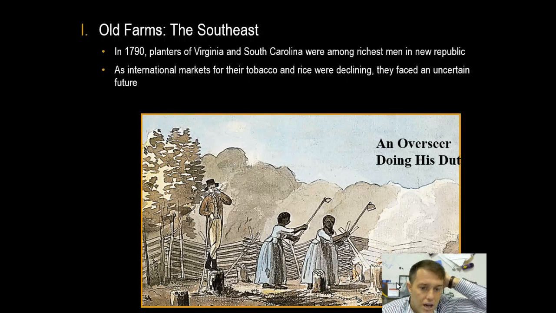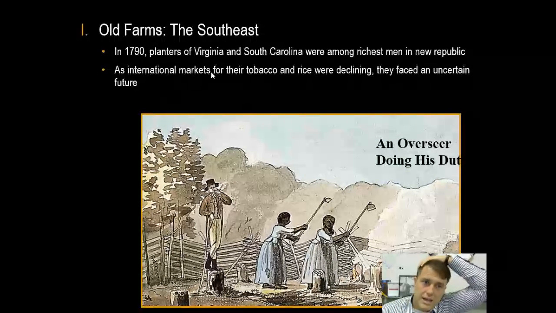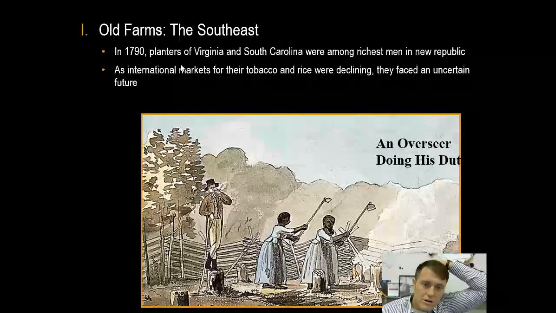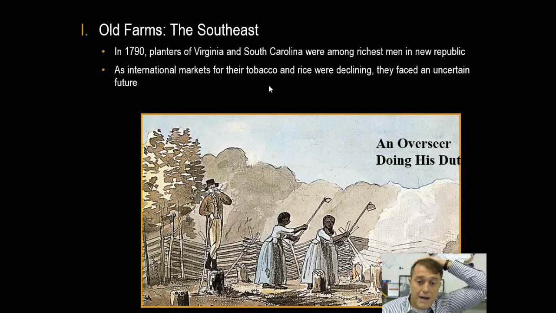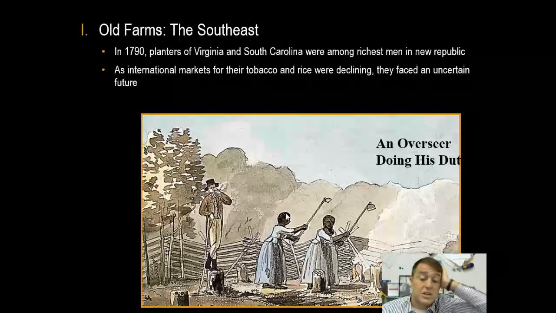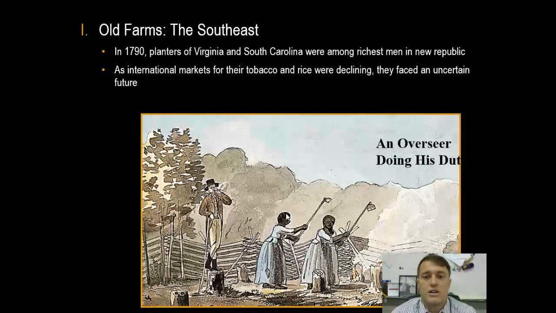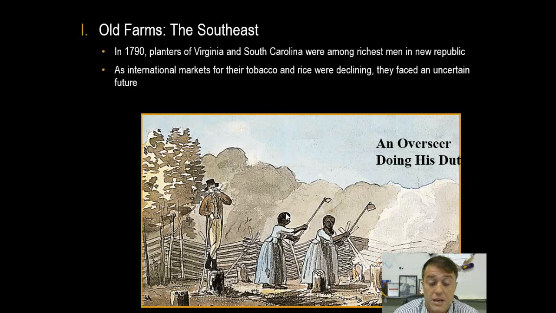So let's talk about the different kinds of farming. The Southeast, Virginia and South Carolina, these were the richest men in the Republic. These were people who had slaves in their family for hundreds of years, and they had very popular crops that, although they were declining, tobacco and rice, faced an uncertain future. But what they did have was a huge amount of capital built into their slaves. This is another divide with sectionalism: the North is going to put its money into industrialization, the labor of machines, whereas the South is going to put its money into the labor of humans, which is going to be very important as we move forward, especially with the future of slavery being uncertain.